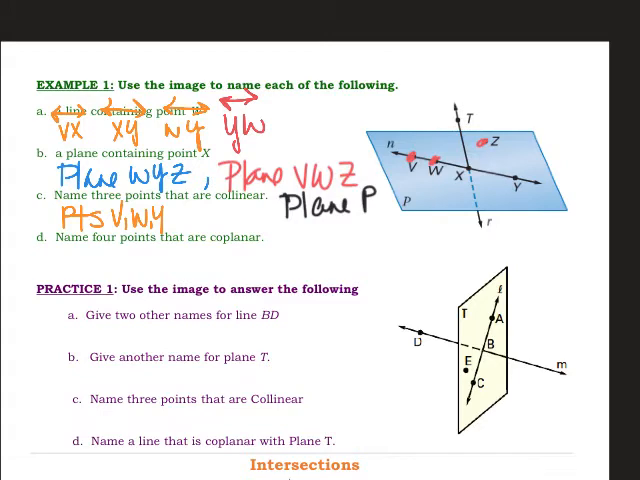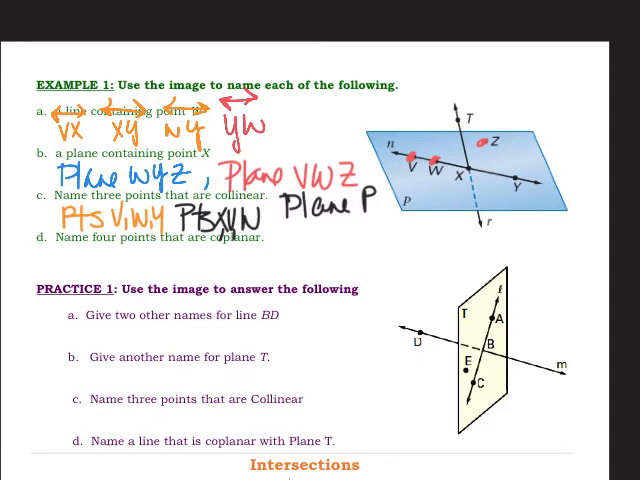Someone else, 3 points that are collinear, different arrangement. Catherine? X, V, W, perfect. Points X, V, W. All right, and you want to use the word points, this is abbreviated. You want to use the word points because if you just put 3 letters, a plane also uses 3 letters. So I don't know what you're answering me. Are you answering me a plane? Or are you telling me it's a point?